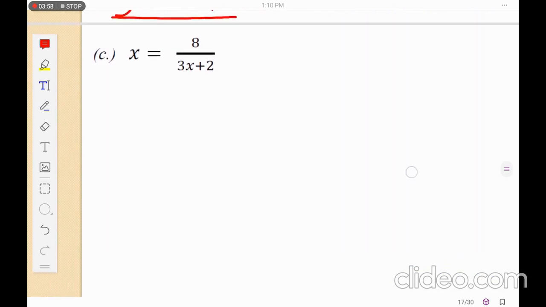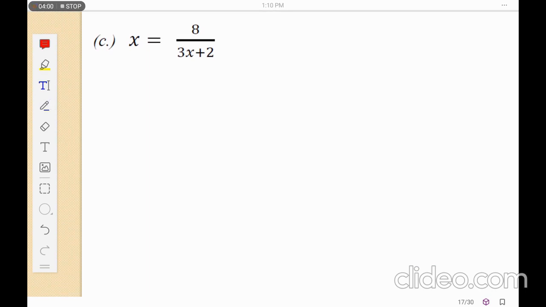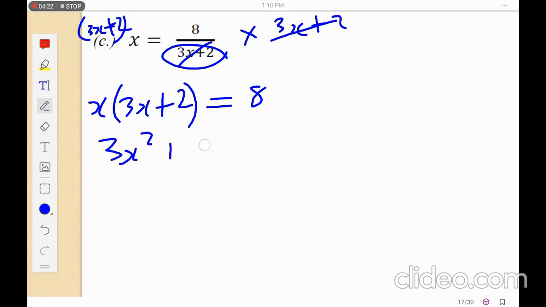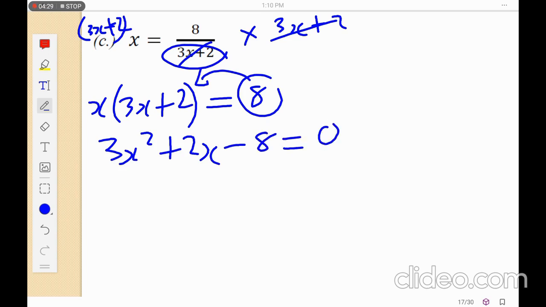Okay, this one, we can remove this denominator by multiplying both sides by 3x plus 2, 3x plus 2. So we have x multiplying 3x plus 2 is equal to 8, because these ones will cancel off each other. So we have 3x squared plus 2x. Taking this 8 to this side, it becomes a minus. So I have minus 8 is equal to 0. That side will remain with a 0.